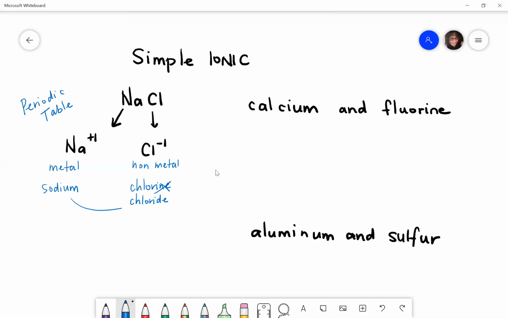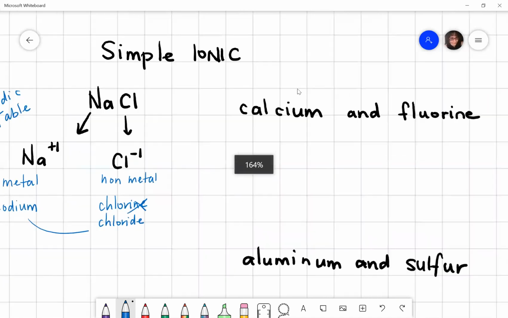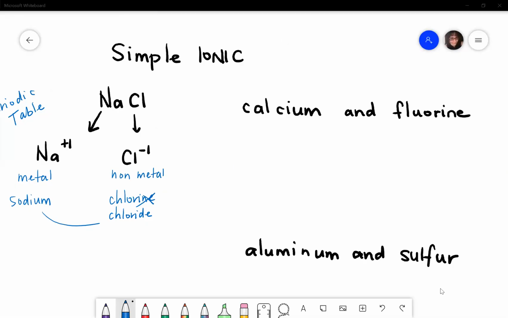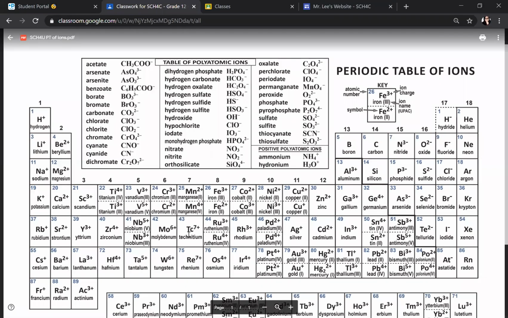Now let's say you wanted to put together calcium and fluorine. The first step is you need to go to your periodic table and identify the chemical symbol for both of these. You could work with the periodic table of ions that I've provided, or you could go back to the image above and look for calcium and look for fluorine. Let's use the table I gave you since that will be easier. Calcium's over here in group 2. So it's Ca2+. You'll write that down.